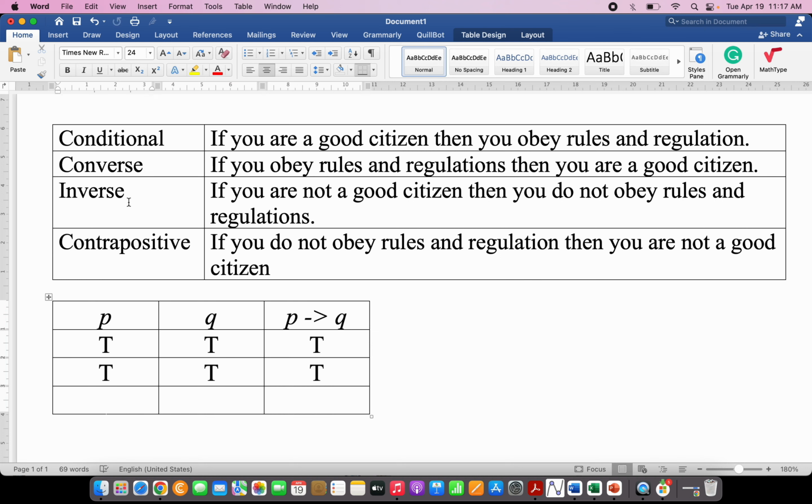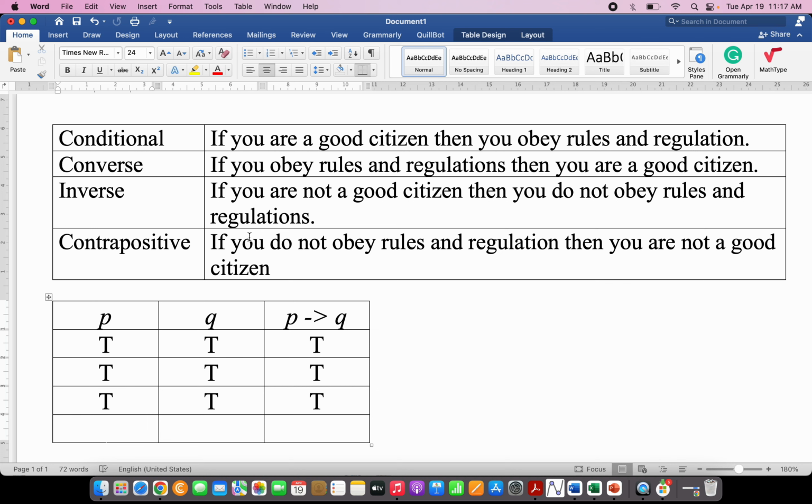How about the inverse? If you are not a good citizen, so it's possible that if we have a good citizen, we also have some who are not a good citizen, right? So that's a fact actually. So the hypothesis is still true. And if a person is not a good citizen, therefore, it's possible that he does not obey rules and regulations. True. So the truth value is still true.